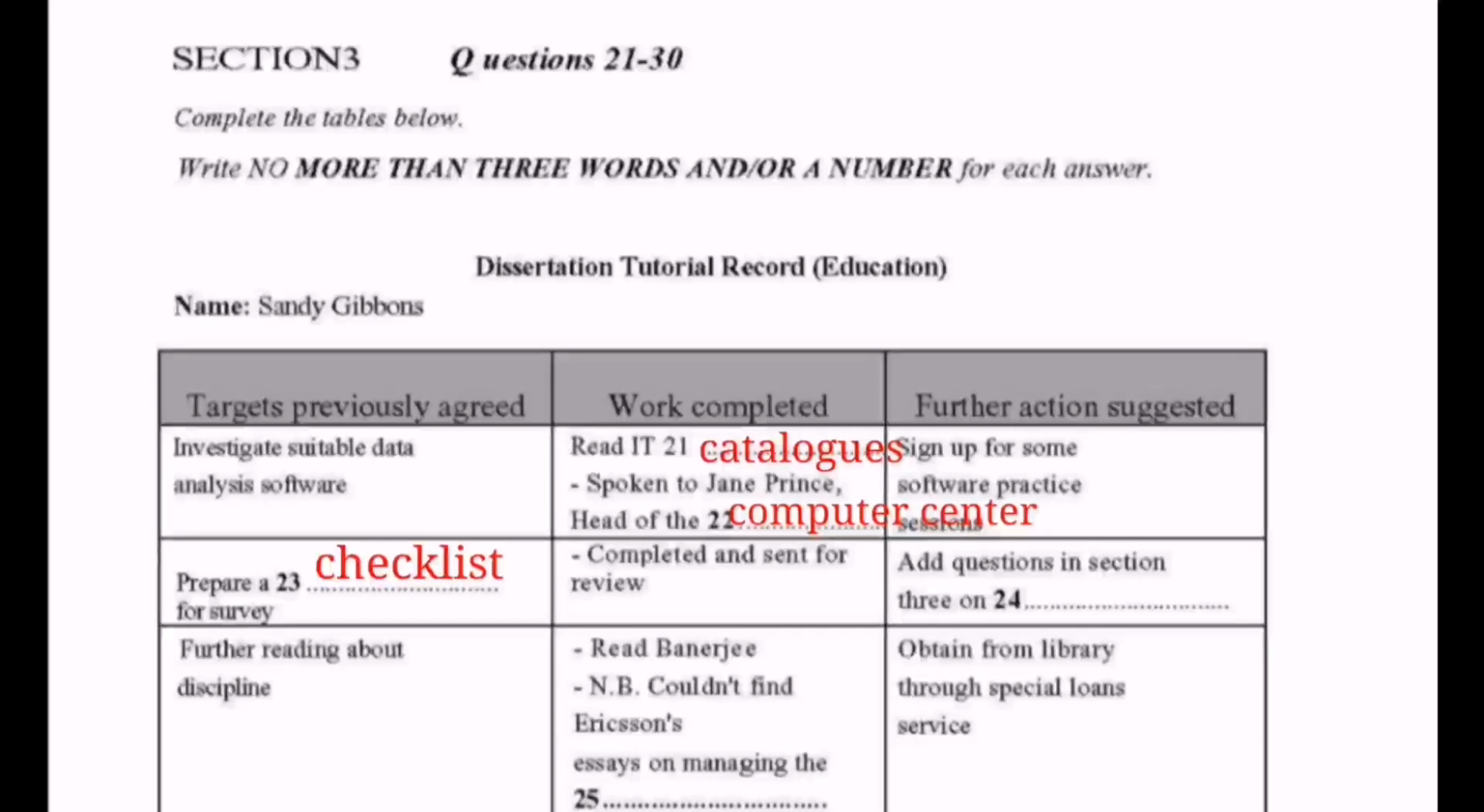Let's move to question number 24: add questions in section 3 on, blank.